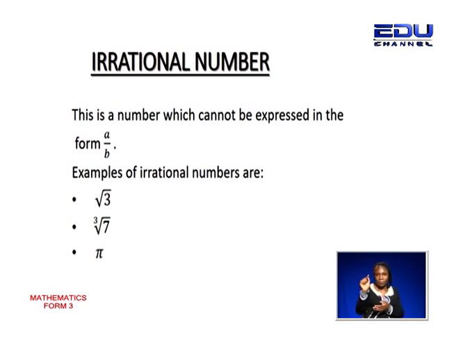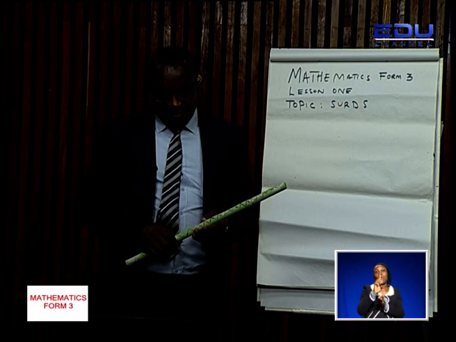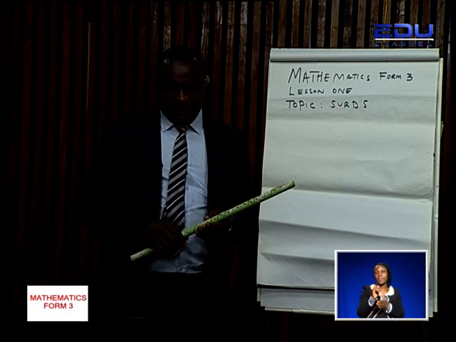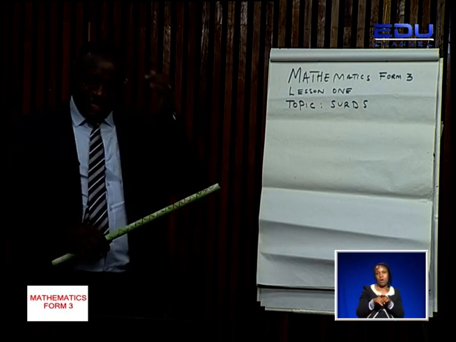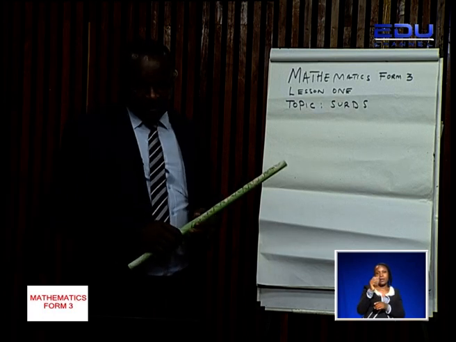The cube root of 7. The cube root of 7 is also a surd. The pi, what we usually calculate as 3.142, is a non-terminating number, and therefore that also becomes a surd, or an irrational number.